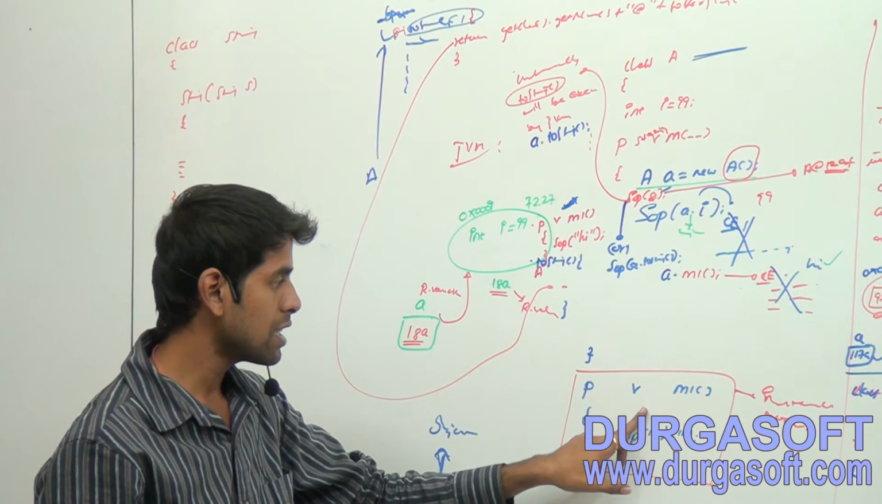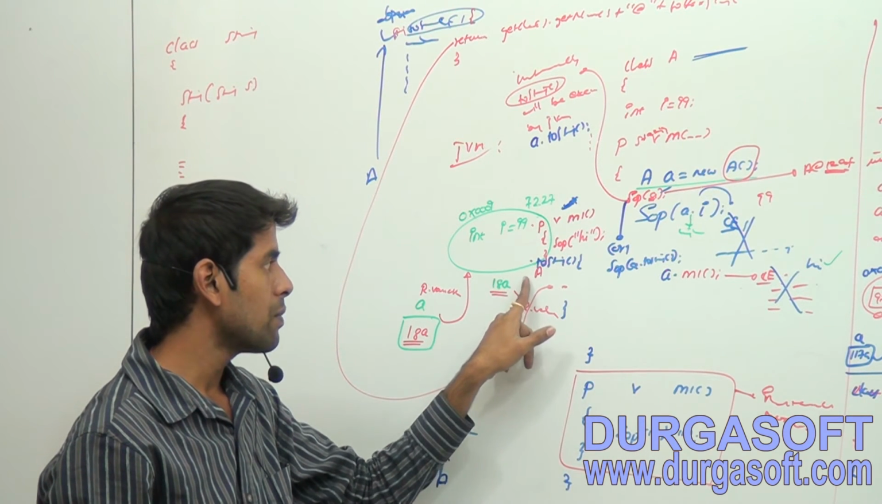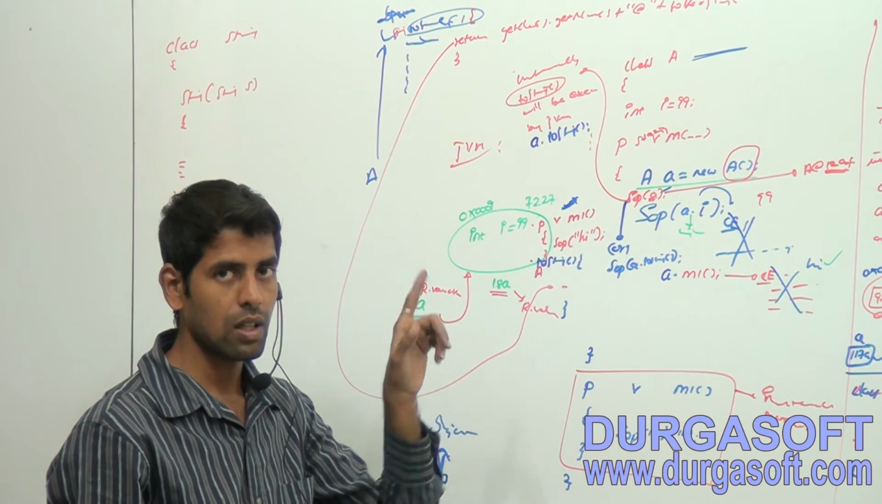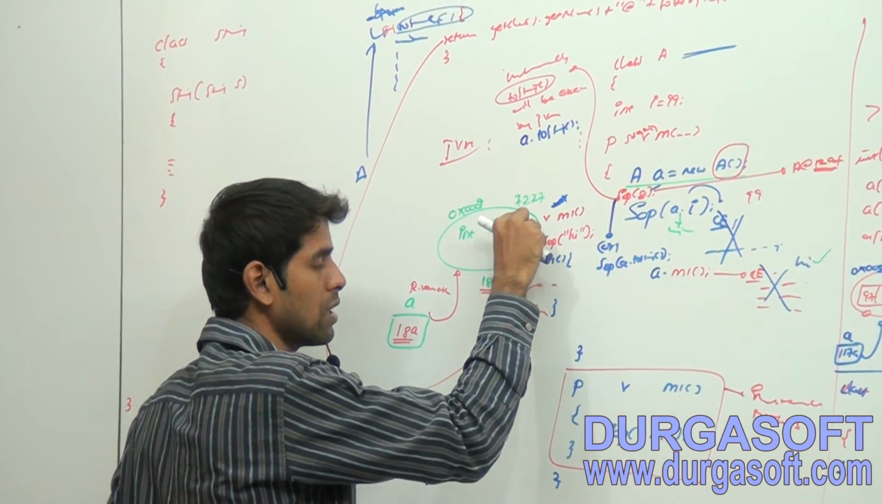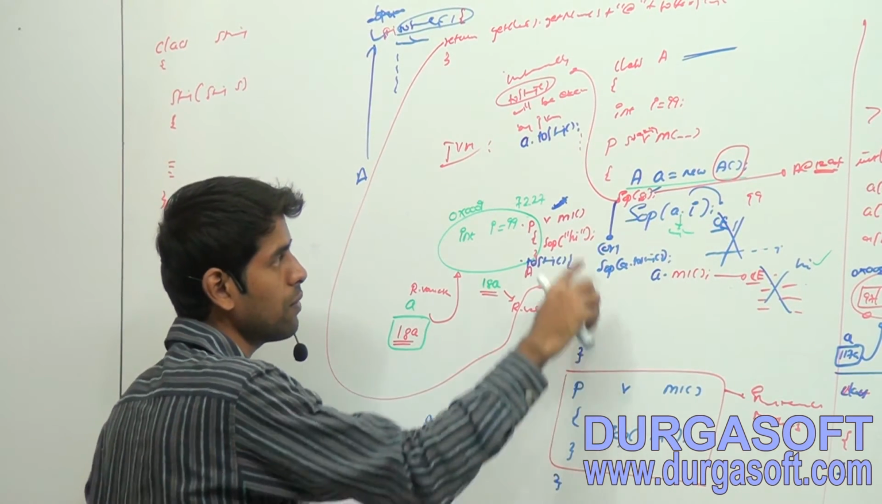Observe here, this is an instance method. So when we created this object, at that time this instance method, the m1 method, was also available within the object.